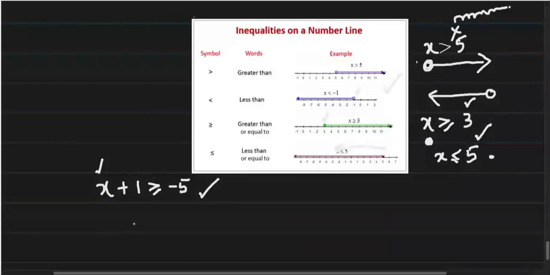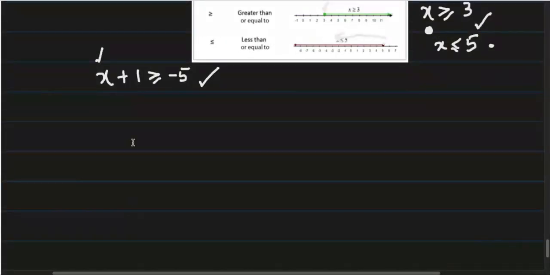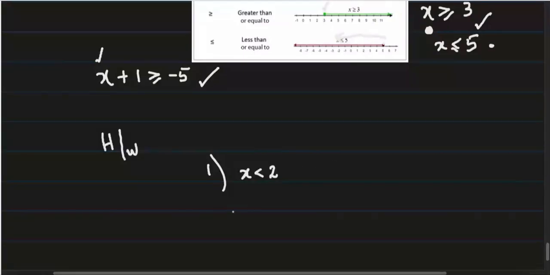Great. So now I will give you 1 or 2 homework problems on that. It is very simple. You can complete it within no time. Homework problem number 1 is draw number lines for x is less than 2. Second one, x is greater than -3. Draw that. Okay, so this is your homework.